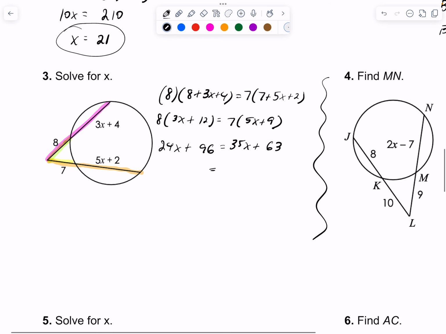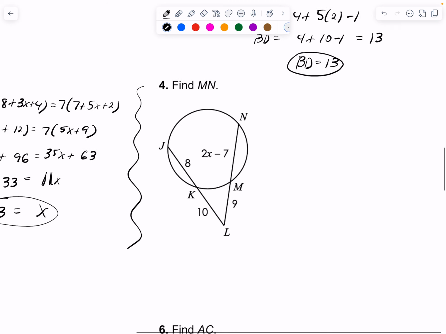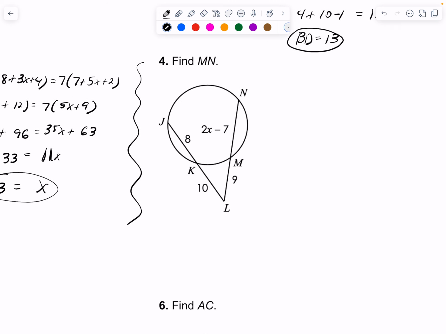I'm going to move the 24x to the other side with subtraction to get 11x. And then move the 63 to the other side with subtraction. 96 minus 63 is going to be 33. So x equals 3. All right, and so this one just said to solve for x, so I'm finished with that. Okay, very similar one here, using that same segments of secants theorem.